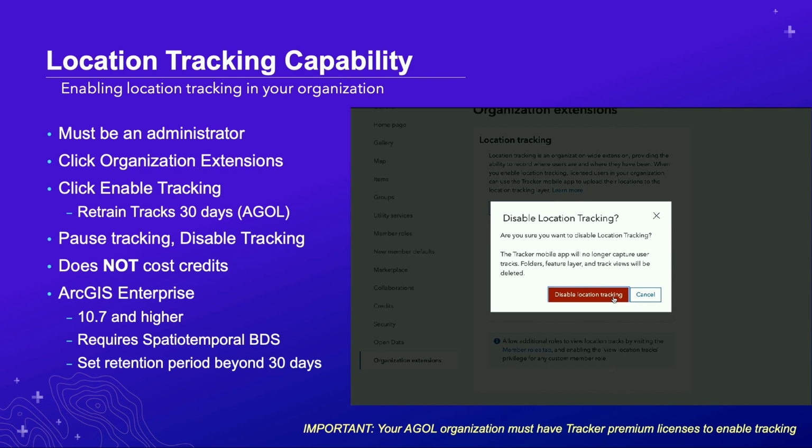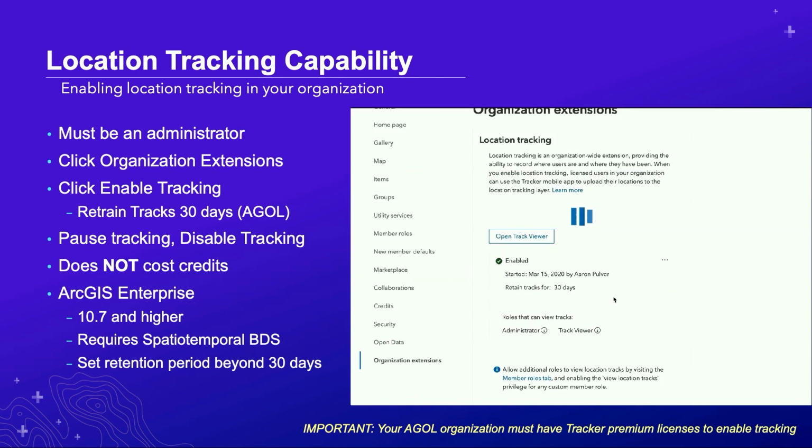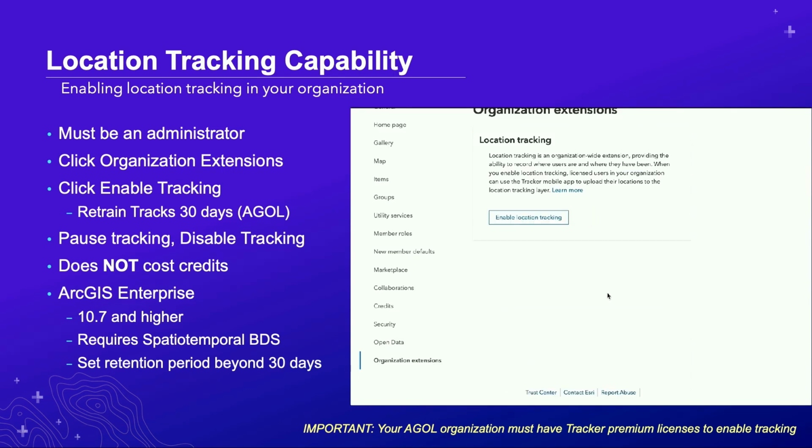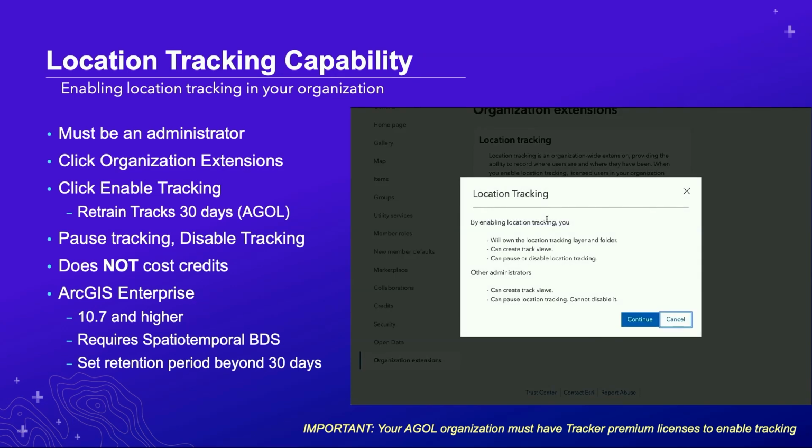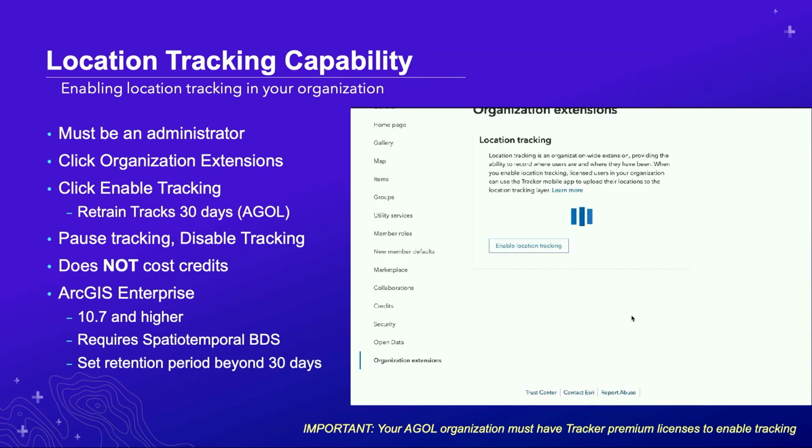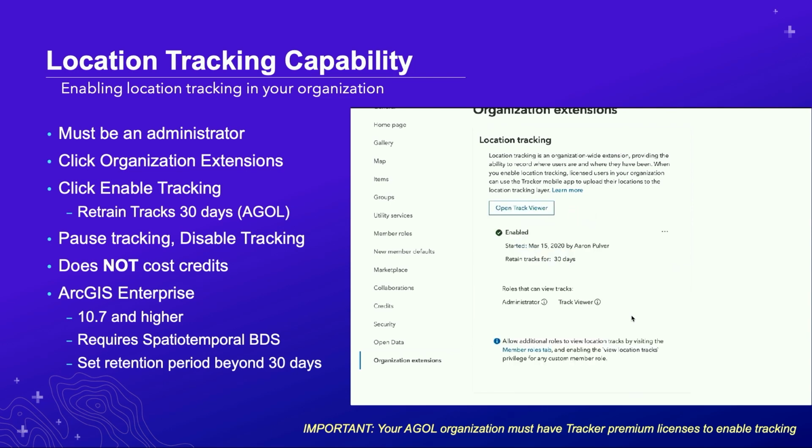Now, inside of this organizational extension view, you can pause tracking if you want. And when you pause it, then we're not going to let any mobile workers upload tracks anymore. You can also disable tracking. If you disable tracking, it's not only going to disable the ability to upload tracks, but it's going to cull any tracks, delete any views, and basically wipe your system, your subscription, from tracks altogether.